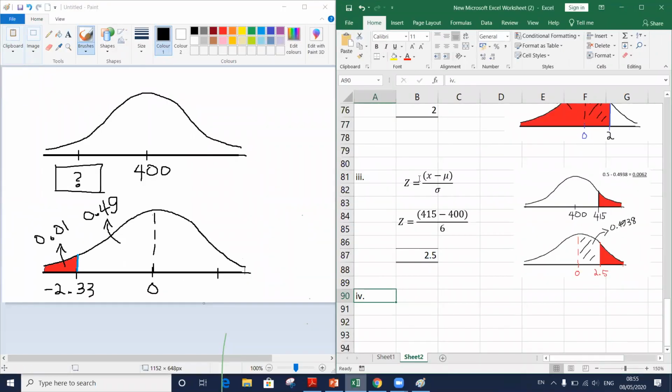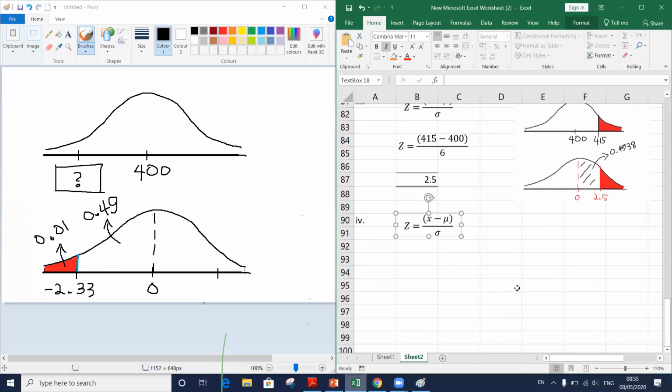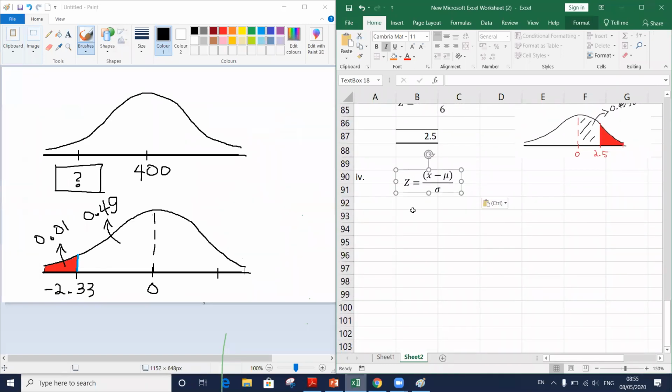What we know, the only formula we know is this: z equals (x minus mu) divided by standard deviation. This is the only formula we know right now. Here we don't know the x value, but we know every other figure. For example, the value of mu is 400, we know that. The standard deviation value is 6. We know that. There are two left, x and z.